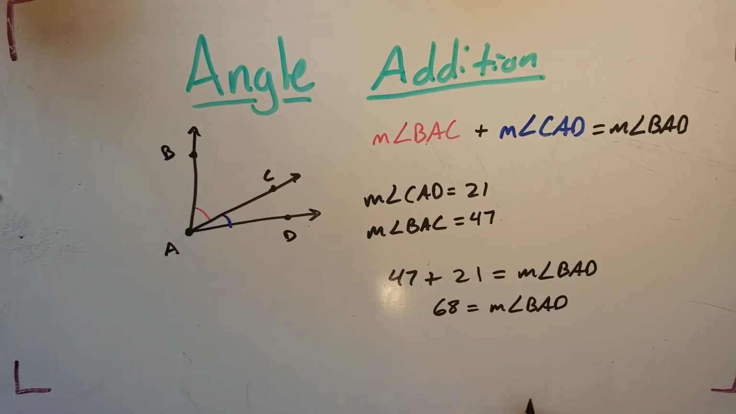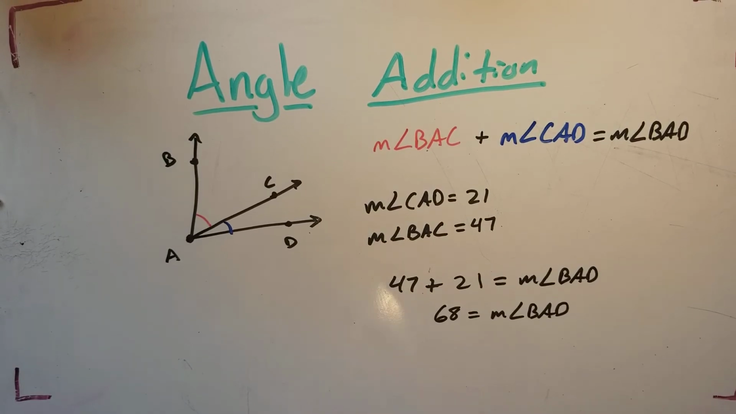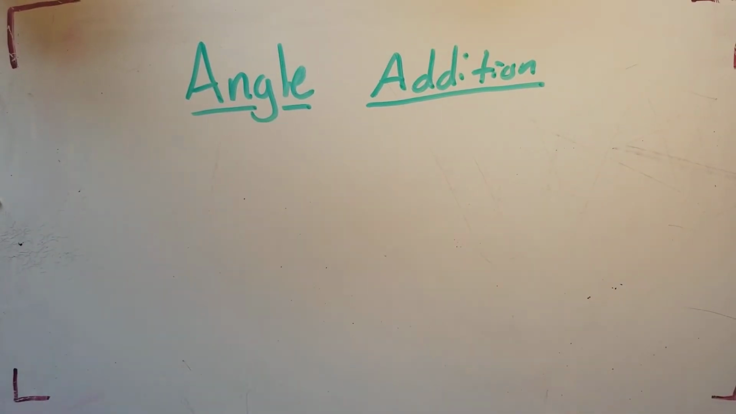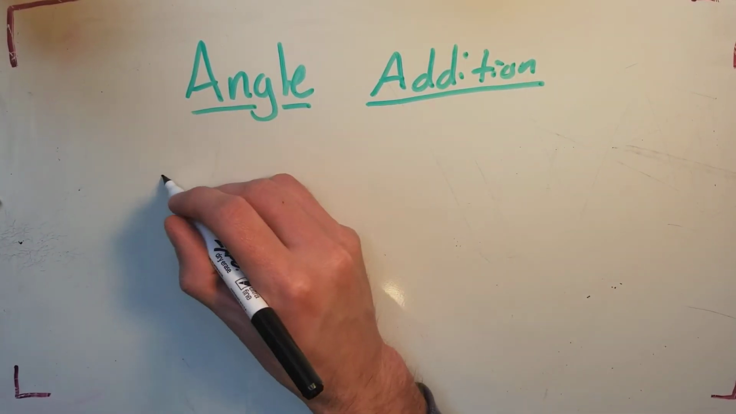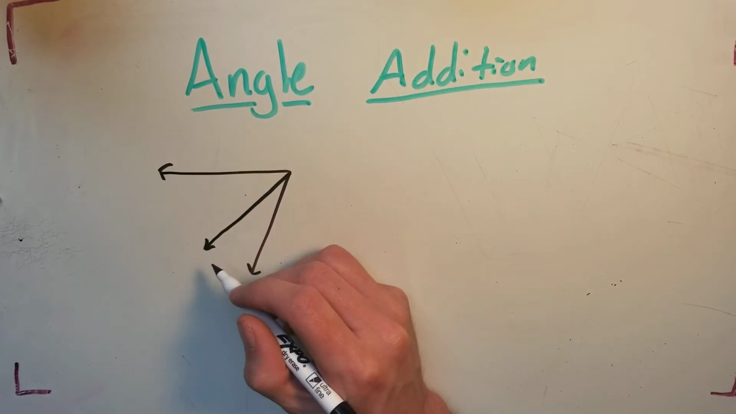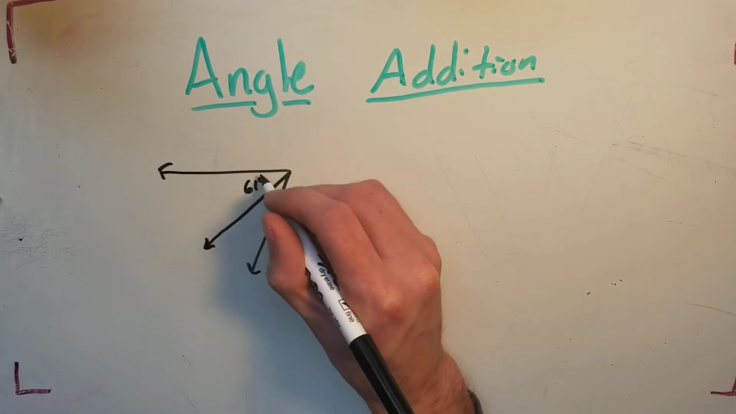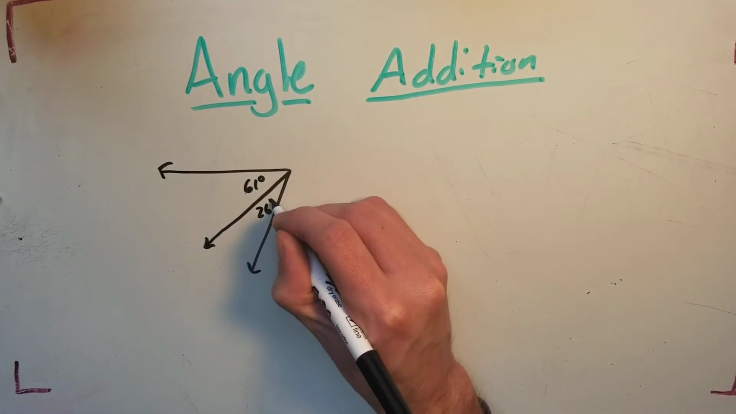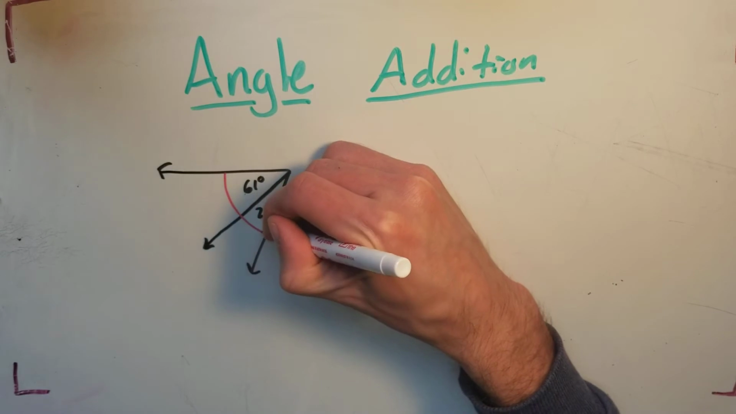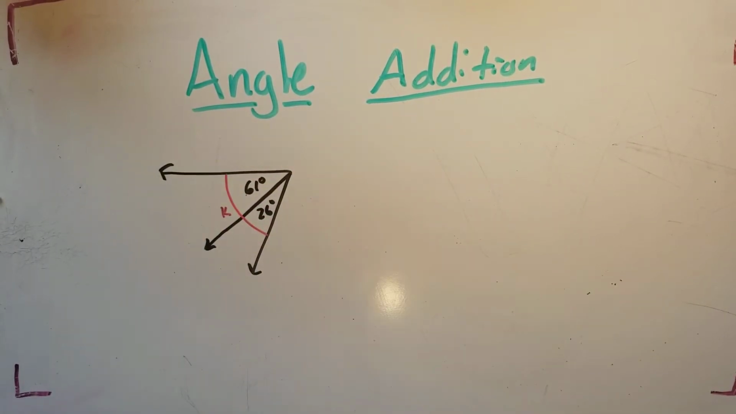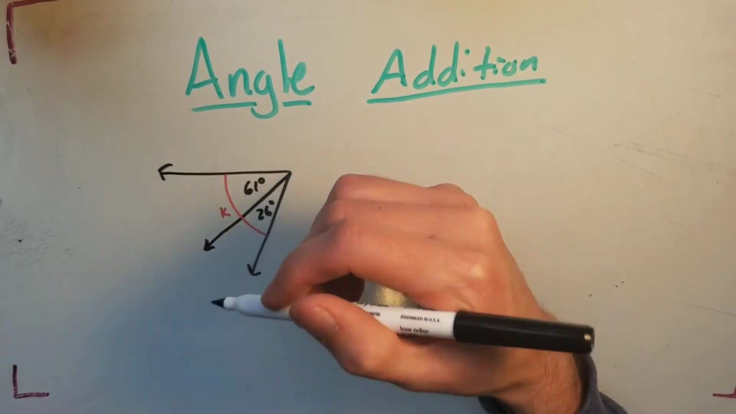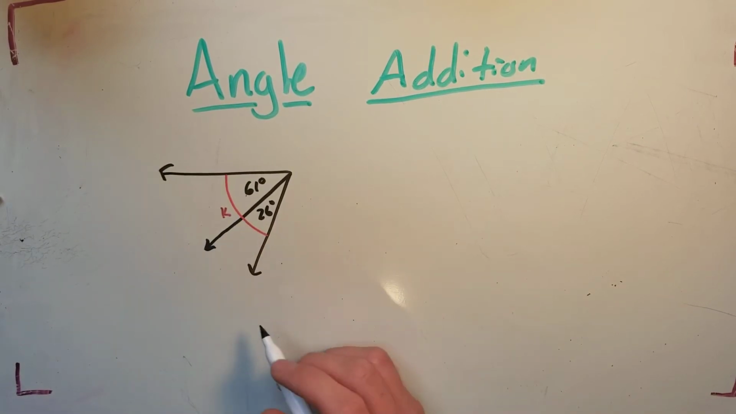So if we go on to the next slide, we're going to do a couple examples of these, and then we'll talk about two special types of relationships. So on slide 3 now, our first example, we're trying to find the value of K. The value of K is what we're looking for, and we have 61 degrees as this angle, 26 degrees as our angle here, and we know K is going to be the entire angle. So this whole angle is going to be represented by K. That's our variable here. So we want to find out K.